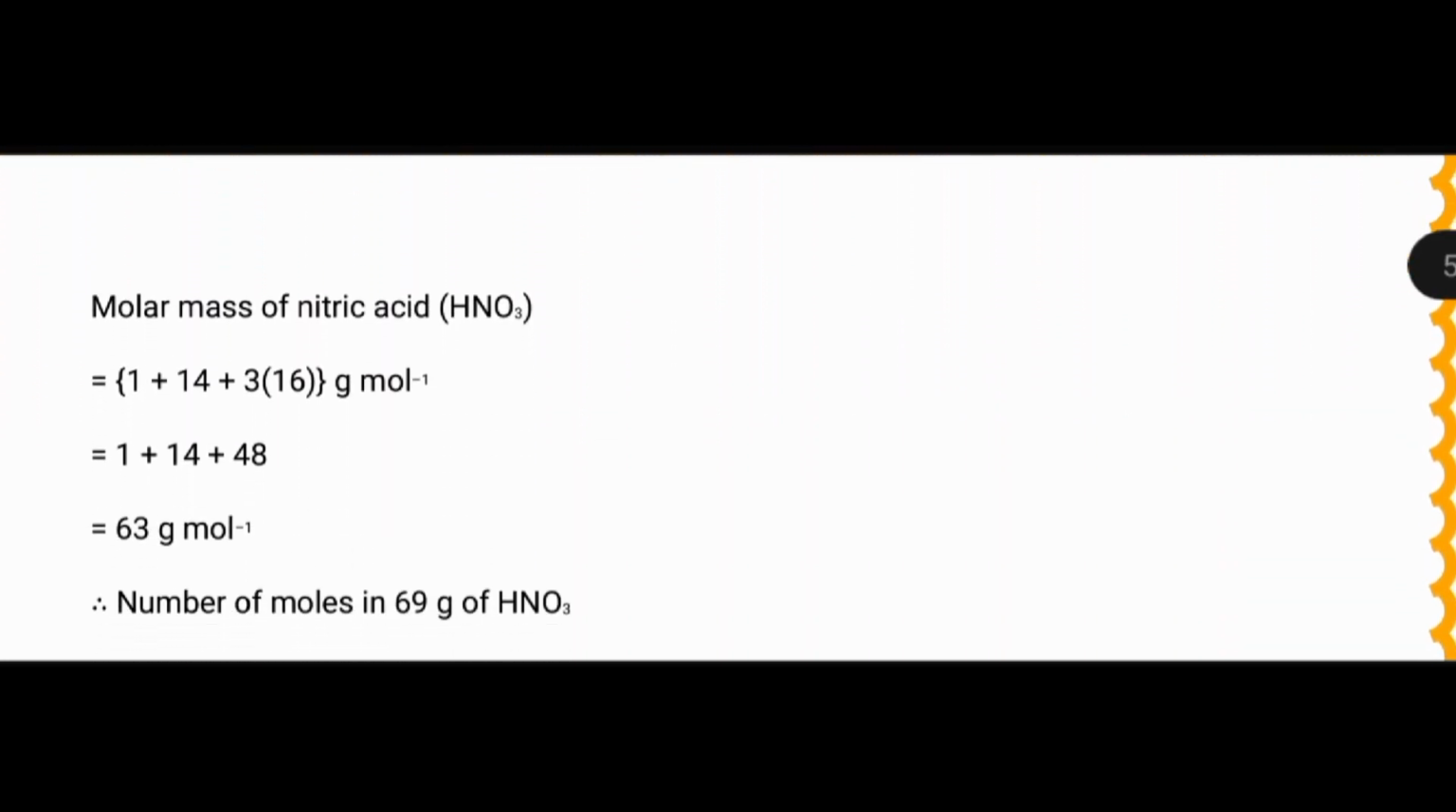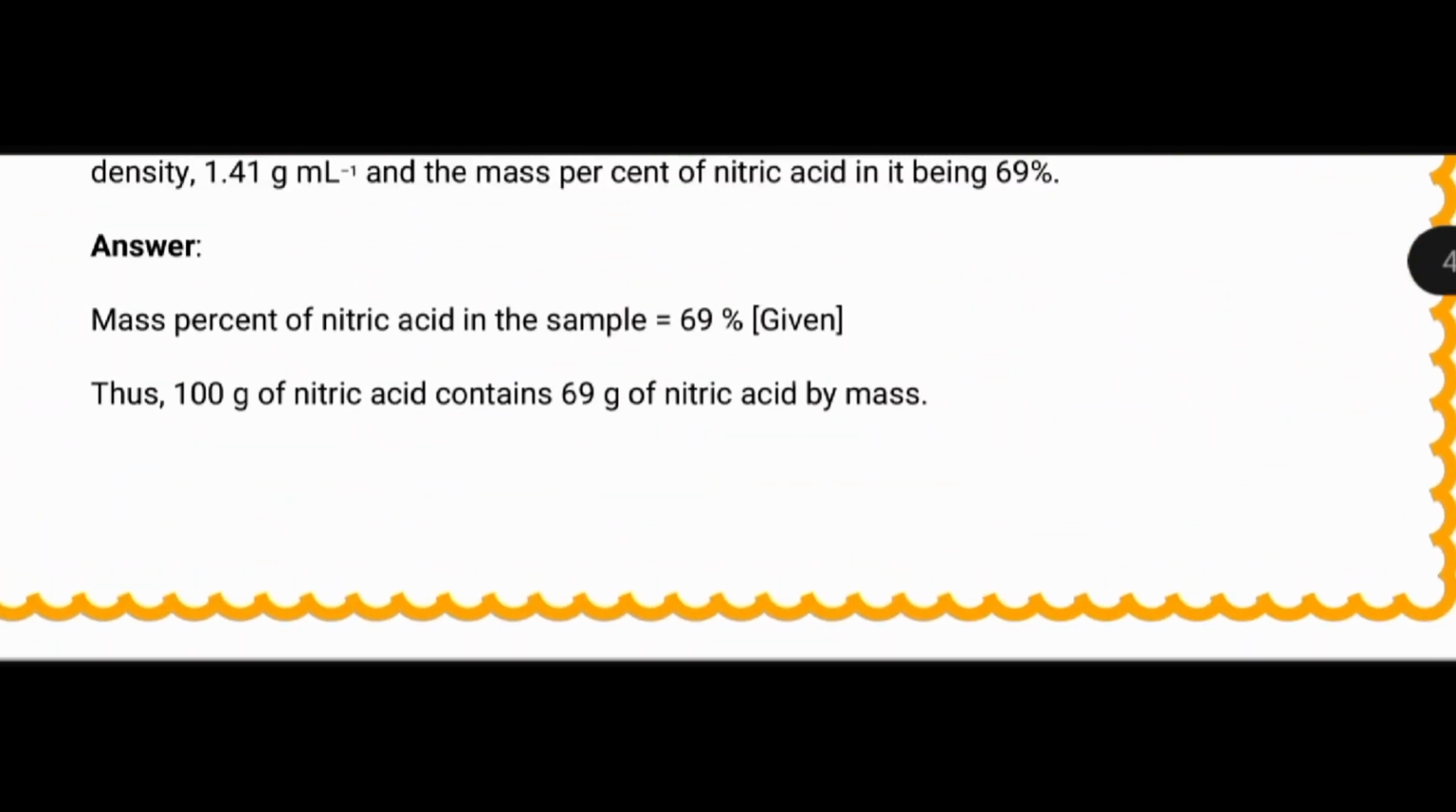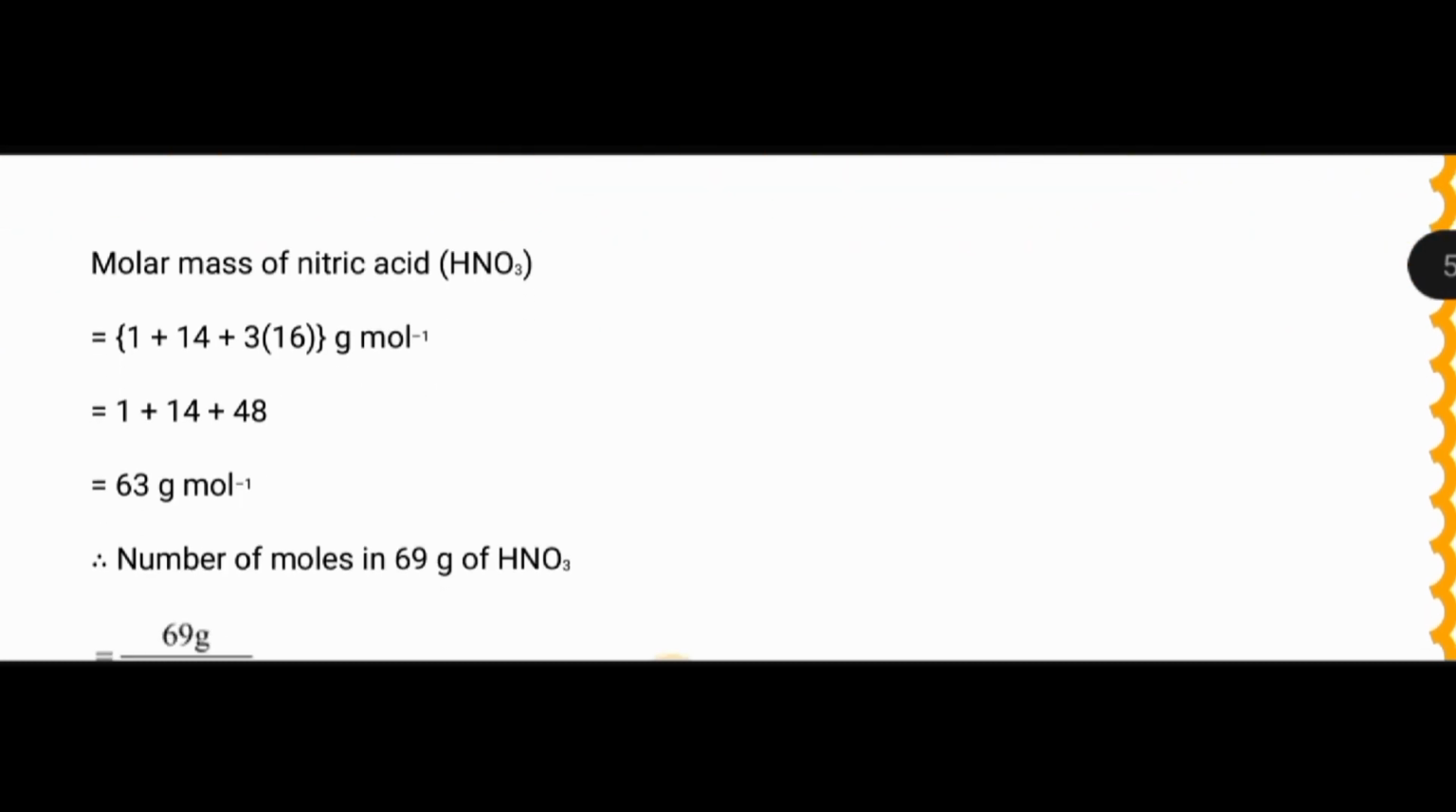Now if we calculate the molar mass, then hydrogen mass plus nitrogen mass plus 3 into oxygen mass. Hydrogen mass 1, nitrogen mass 14, and oxygen mass is 16. So it comes out to be 63 gram. So the given weight is 69 and the molar mass 63. So you can easily calculate the moles by W by M. W is the given weight, M is the molar mass, that is 69 by 63, and it comes out to be 1.095 moles. तो नंबर ऑफ मोल्स यहाँ पर कितने निकले बच्चे?